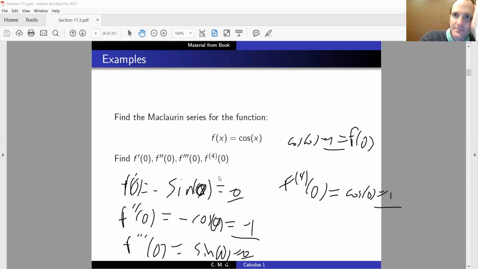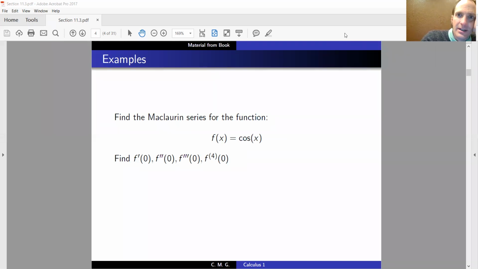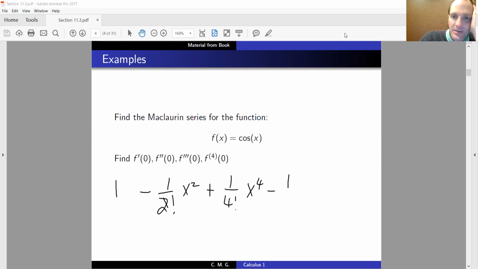And so then I kind of go from there. All right. So I form that. I've got 1 minus 1 over 2 factorial x squared plus 1 over 4 factorial x to the fourth. And then it's going to continue with that pattern. So it's going to be minus 1 over 6 factorial x to the sixth, and so on.